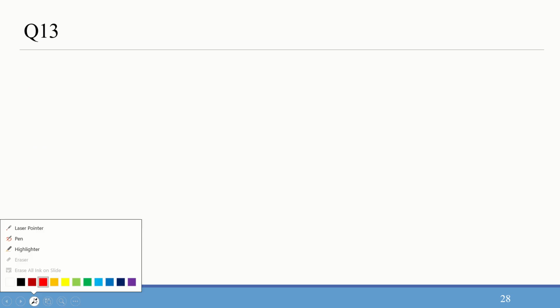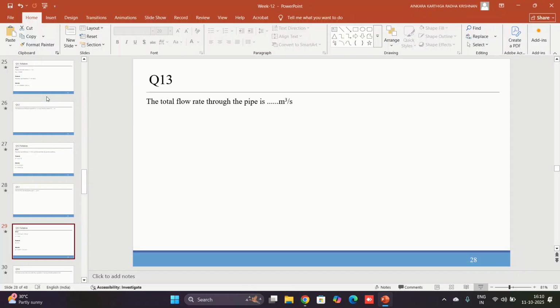Now the total flow rate through the duct is dash meter cube per second. So we need to find Q. We'll see how to calculate that. First, the duct cross section is given as 30 cross 30 centimeter square. So it is 900 into 10 power minus 4 meter square, or 9 into 10 power minus 2, or 0.09 meter square. This is the cross sectional area.